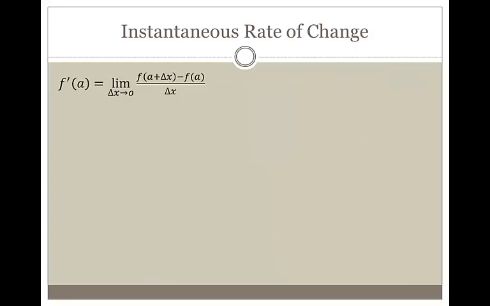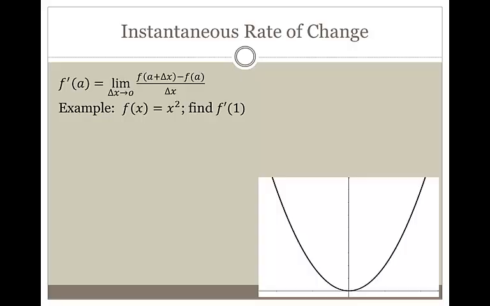Let's use our definition to compute an example. Say we're working with the function f of x equals x squared. Let's find the derivative f prime of 1. In the corner, we have the graph of x squared, which will help us visualize what we're computing. Here, we're using that a equals 1. So f of 1 equals 1 squared, which is 1. This gives the point 1, 1.